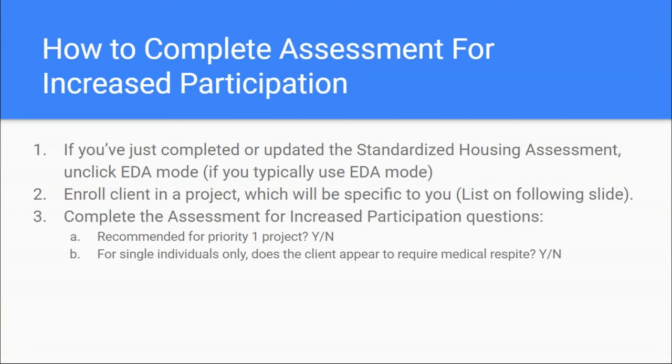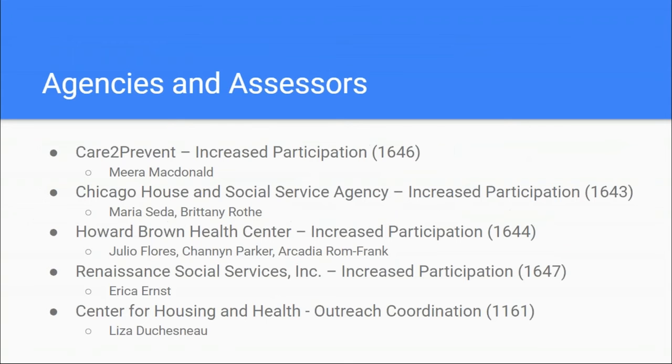And the questions are, is the client recommended for priority 1 project, yes or no? And then for single individuals only, does the client appear to require medical respite? Which of course, there's one project that does provide that, and so that's why we want to know. So then here's the agencies and the assessors that I currently have.